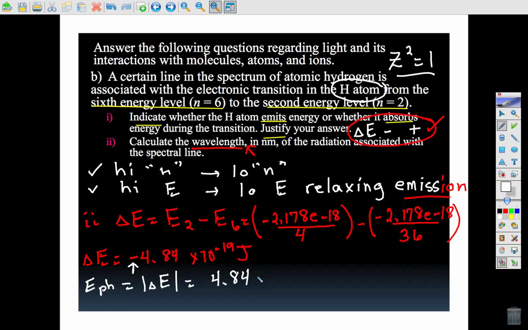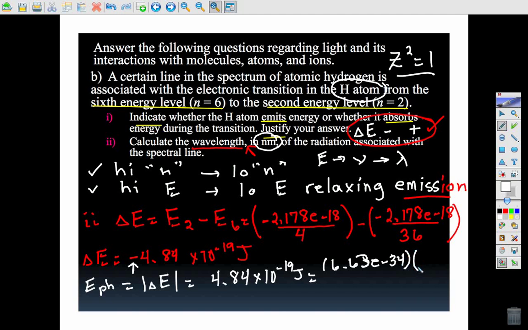And so that's going to be a positive 4.84 times 10 to the minus 19th joules. Now, I'm going to go directly to wavelength. You could do it in 2 steps if you want. You could go from energy to frequency to wavelength in 2 steps. I like to go in 1 step. I don't know, it seems to me that it takes less writing.